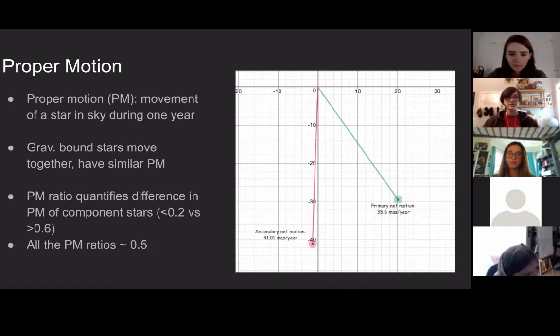Based on data from the Gaia Data Release 2, we found the PM ratio to be 0.59. Thus, the stars are likely gravitationally independent. However, we need more evidence to confirm this. The diagram on the right is a graph of the PM vectors we obtained from Gaia DR2.